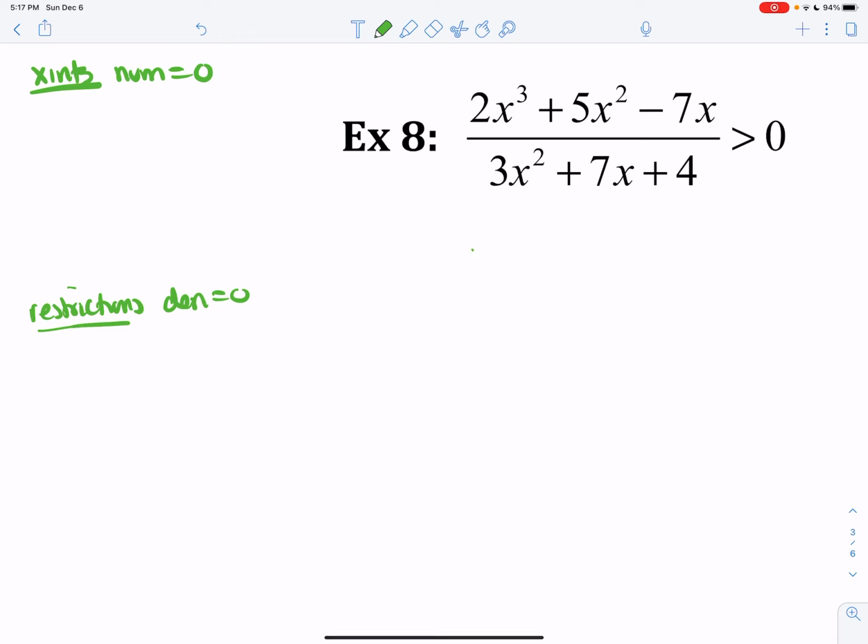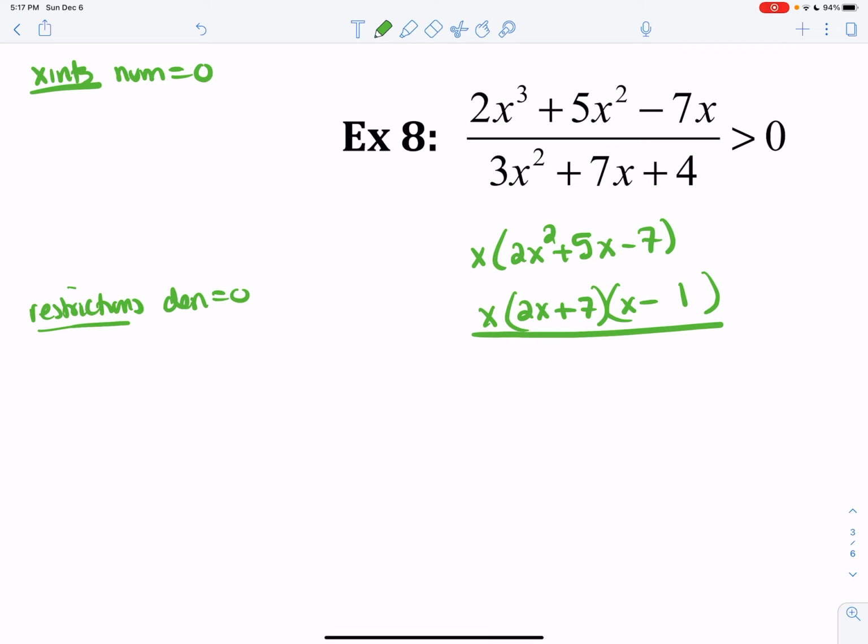So in the numerator, we can definitely factor out an x. That leaves us with 2x squared plus 5x minus 7. And then that actually can still factor down. We have a 2x and an x, and a 7 and a 1, and a plus and a minus. And that will give us that positive 5x in the middle. In the denominator, we can just do a quick factor. So that's a 3x and an x, and a 4 and a 1, both positive. And we want that greater than 0.